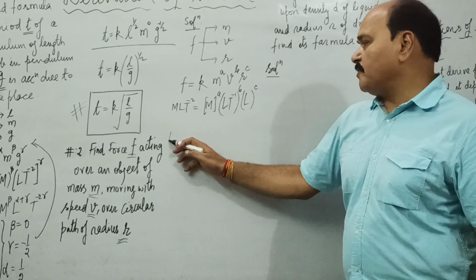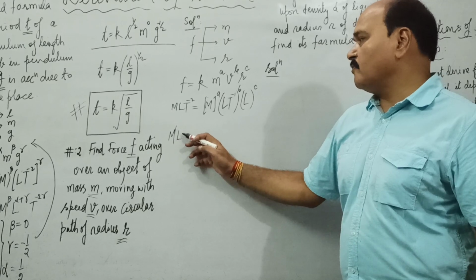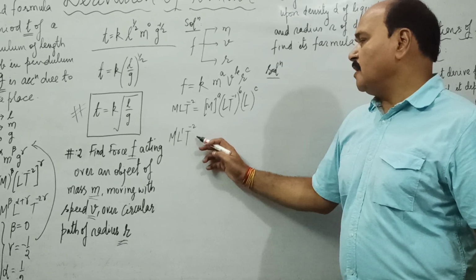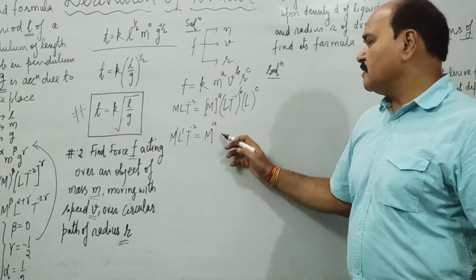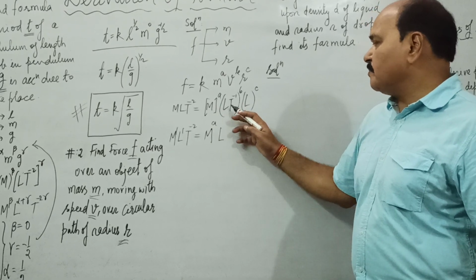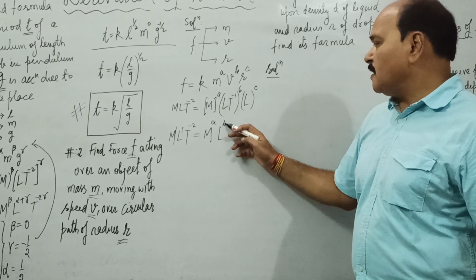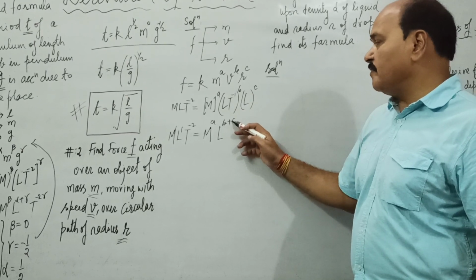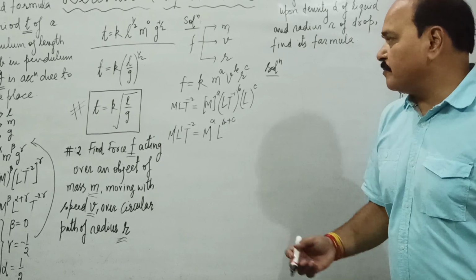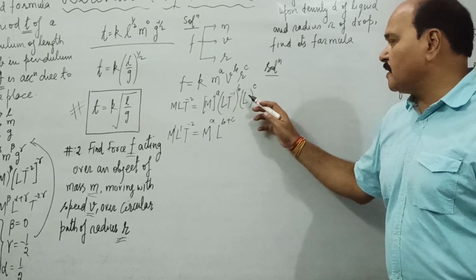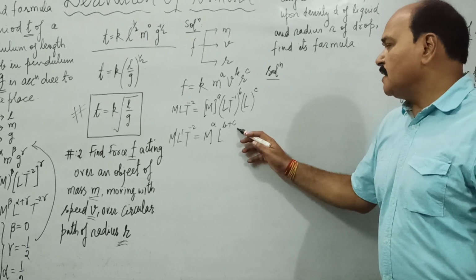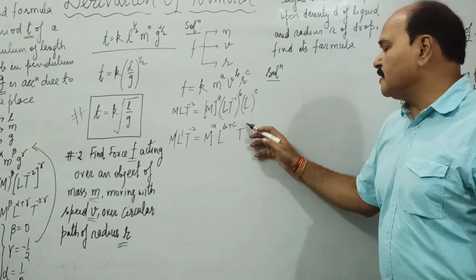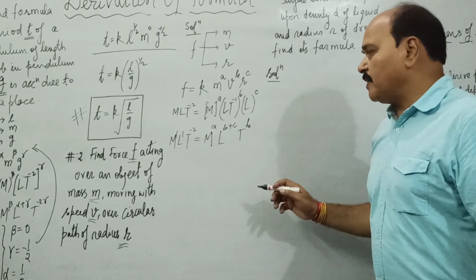Now on the left hand side this is M to the power 1, L to the power 1 and T to the power minus 2. And what is M to the power on the right hand side? M to the power A only. What is L to the power? L to the power B from here and L to the power C from here. See, when bases are same, powers are added up. So we get L to the power B plus C, and T to the power is what? Minus B. Let us compare the powers.